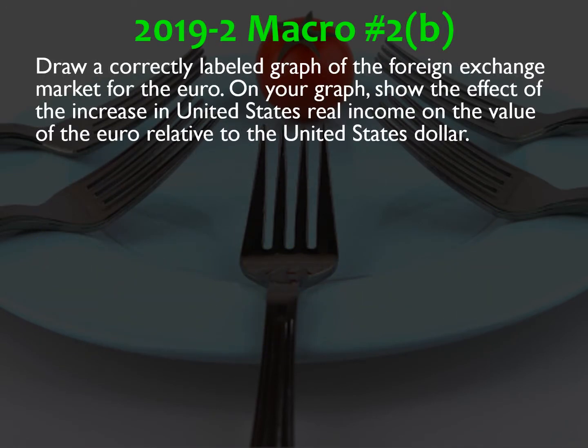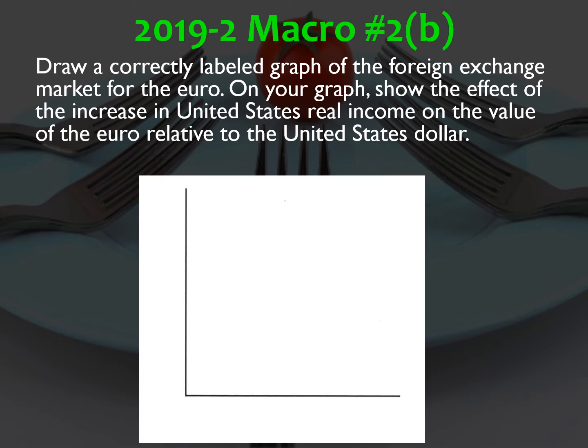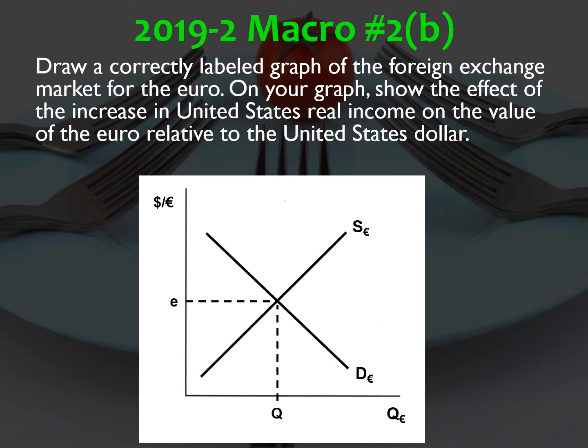B, draw a correctly labeled graph of the foreign exchange market for the euro. On your graph, show the effect of the increase in the US real income on the value of the euro relative to the US dollar. So the euro graph, the y-axis is dollars per euro. The x-axis is quantity of euros. There's our demand and supply.